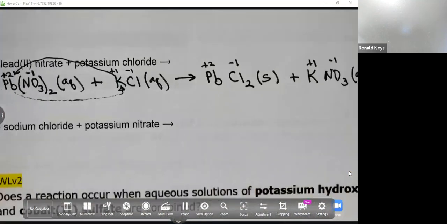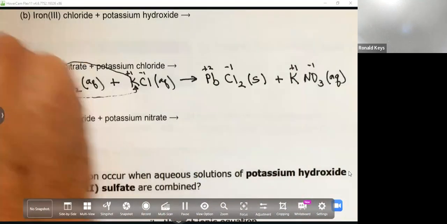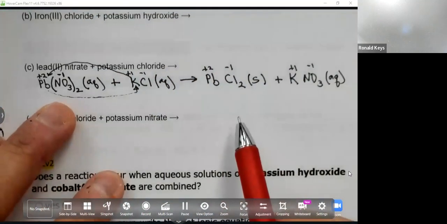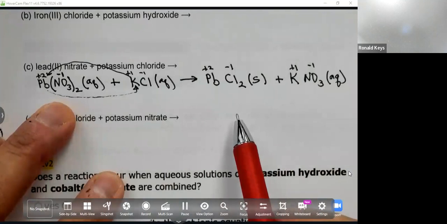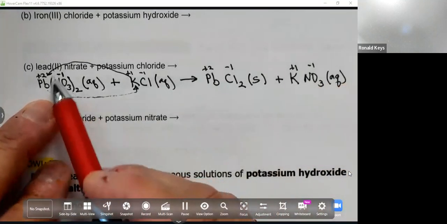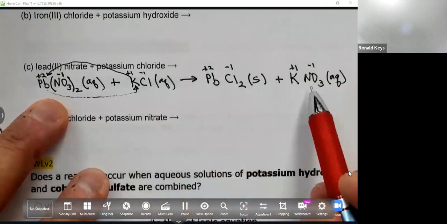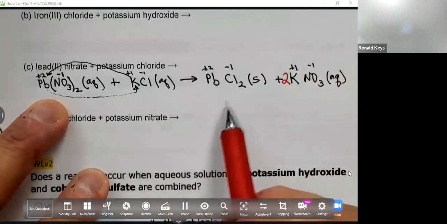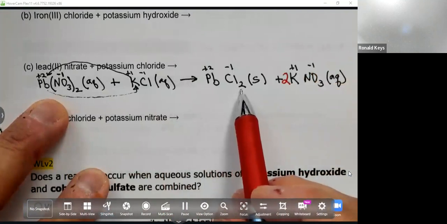What do we got to do next? We need to balance this. So what do we need to do to balance it? We would start with the nitrates. We got 2 nitrates here. We've got 1 nitrate here. We need to put a 2 here. And for chlorides, we got 2 chlorides there.